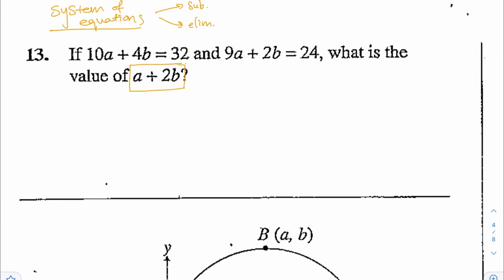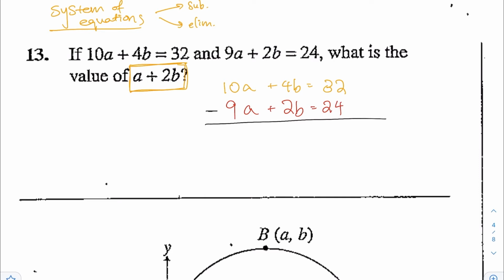You don't have to do that here, because the way this question is written, it allows you to get to the answer pretty directly. If you stack both of these as if you were doing an elimination and subtract the two equations, you get 10a minus 9a, which is just a. And then 4b minus 2b is equal to 2b. You have to subtract everything on the second row, so 32 minus 24 gives you 8. And that gives you exactly what you're looking for: a plus 2b has to be equal to 8.